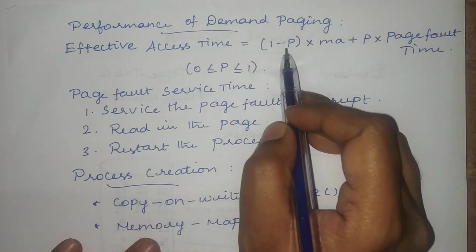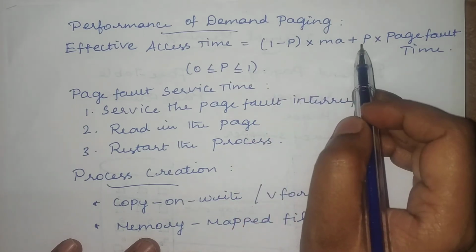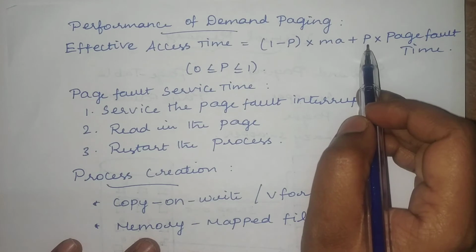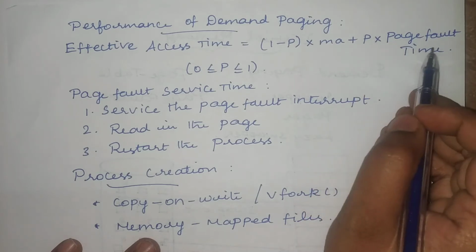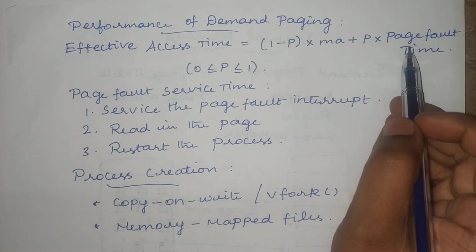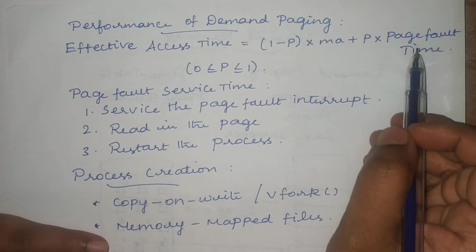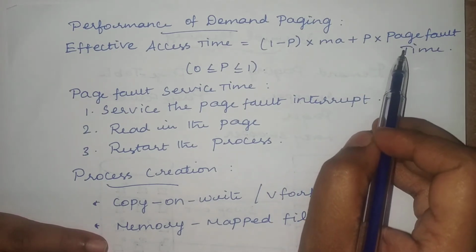Okay. So how do we find the access time? It is (1 − P) × memory access time, which is the case where no page fault occurs, plus P × page fault time. So what is the time taken for a page fault? That is the page fault time. What is the time taken if a page fault occurs in your system?